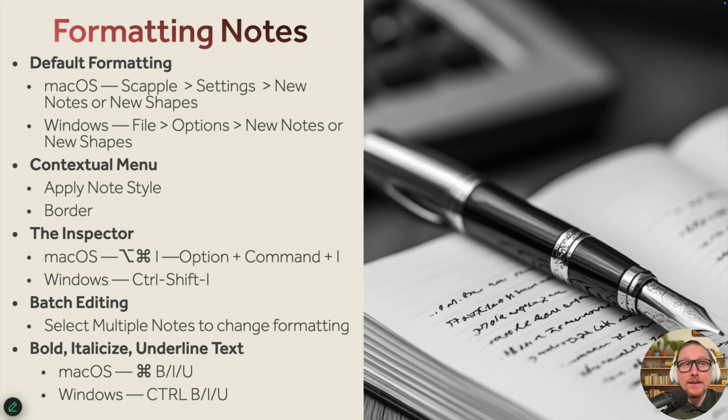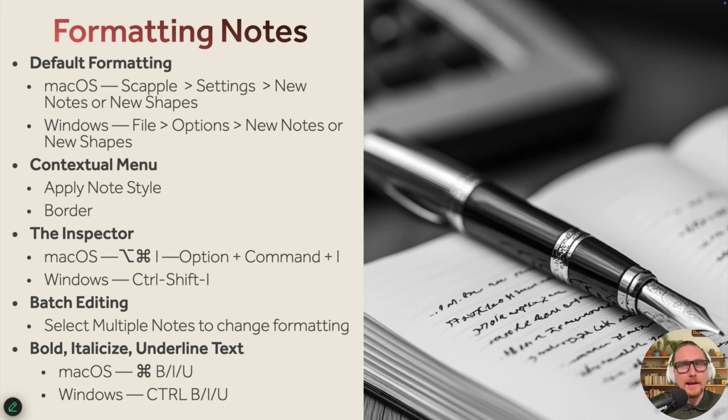Now, for more advanced formatting options, we can use the inspector feature, and that's turned on by either going to the view option there at the top, going to view inspector, show inspector, or hide inspector, or using this keyboard shortcut Option Command I or Control Shift I. Either way, you can get that in the top menu or use that keyboard shortcut. Now, this allows you to change font sizes, add borders, and so much more. You can also batch edit multiple notes by selecting them all and then making the changes either in the inspector or with the contextual menu. And don't forget your basic text formatting shortcuts.